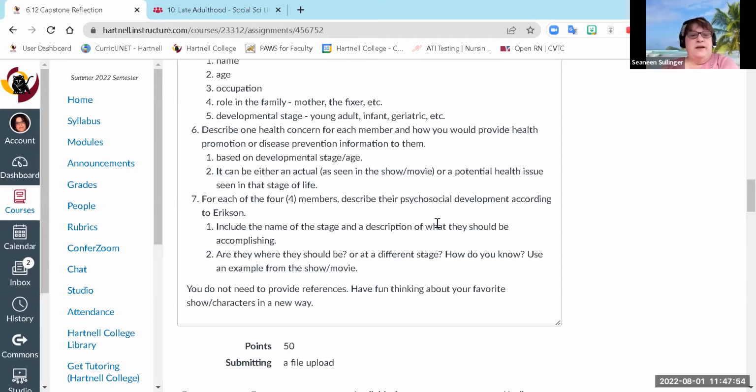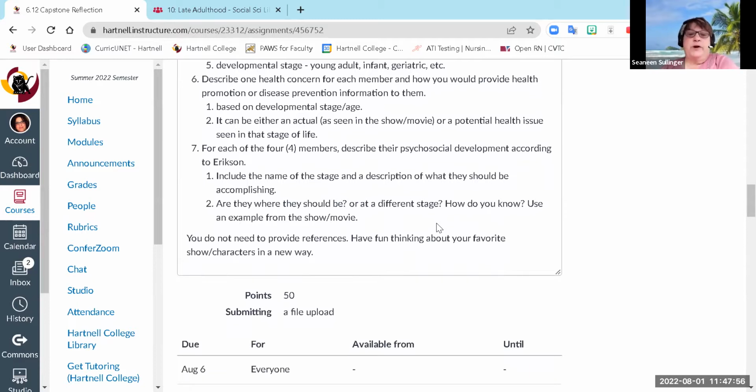And then for each of the 4 members, describe their psychosocial development according to Erikson. So what stage are they in, what should they be accomplishing, and where are they actually? So I like to use The Simpsons as an example for that, because the kids, Homer and Bart and Lisa, are not, according to their age, acting really how we would expect them to act.